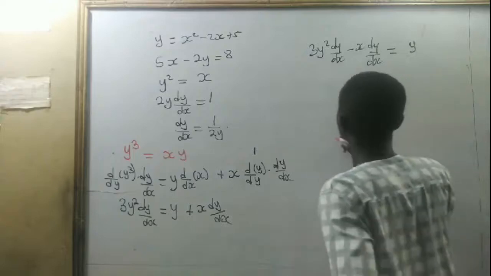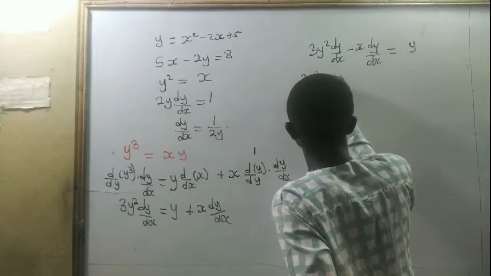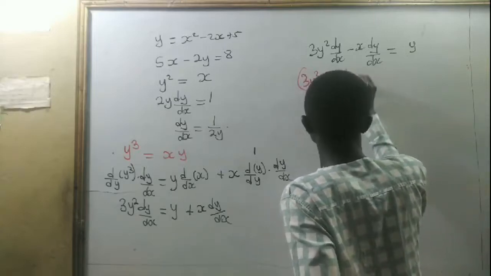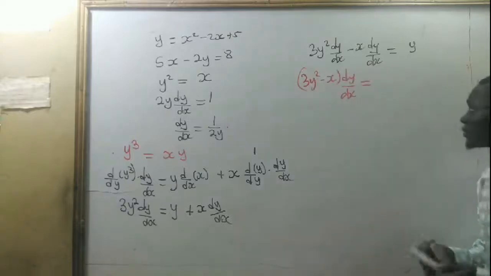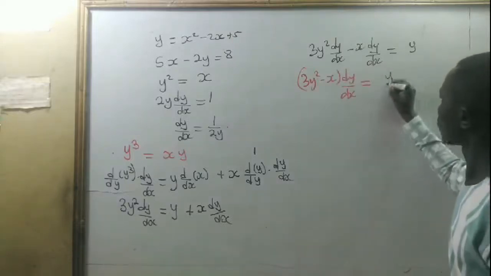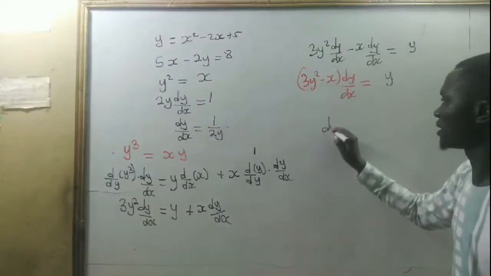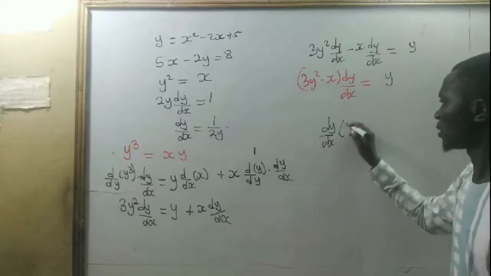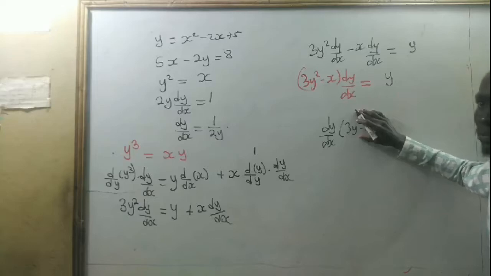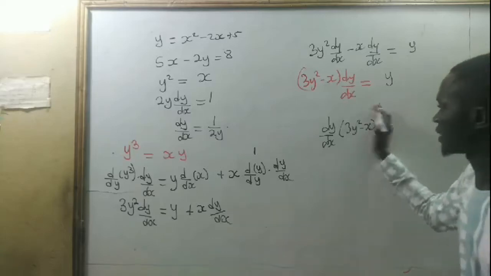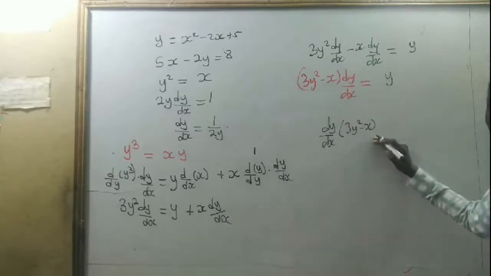So what do we do? We can factorize the dy/dx term out. So we have (3y squared minus x) dy/dx to be equal to, and here we write y. I prefer writing it in this form because if we write it as dy/dx into the bracket 3y squared minus x, it looks like we are coming to differentiate this. So whenever you are factoring, just factorize the term here and let the derivative be at this side so that it will not confuse you.